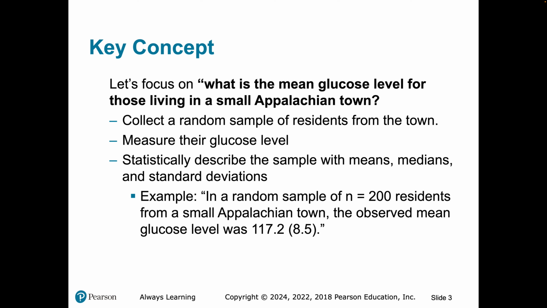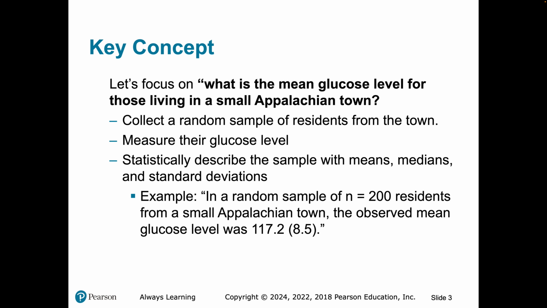Let's just say, again, fictional example here, that we've taken a sample of 200 residents, and we observed a mean glucose level of 117.2 with a standard deviation of 8.5. So I'll tell you what, I want to write that down, so give me just a second. All right, and N is 200.